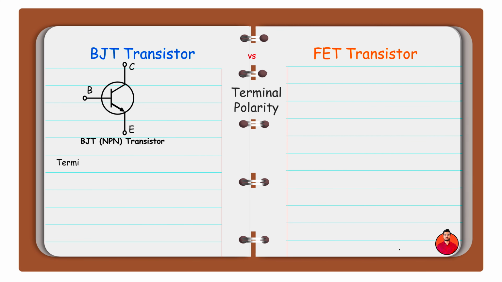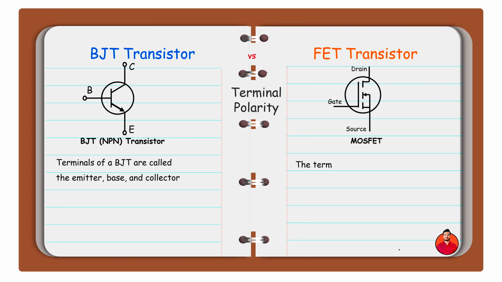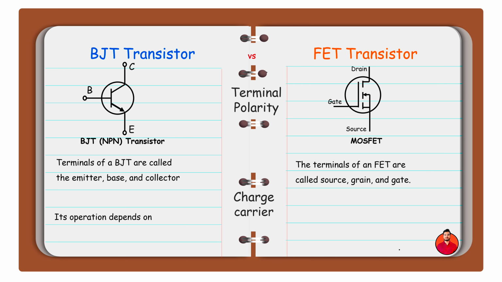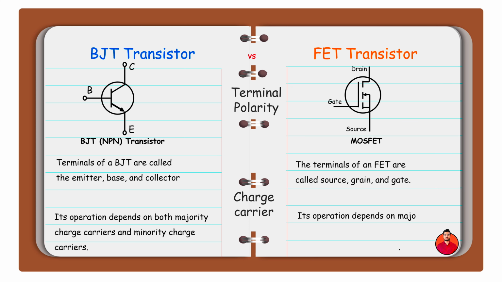The terminals of a BJT are called the emitter, base, and collector. The terminals of an FET are called source, drain, and gate. BJT's operation depends on both majority charge carriers and minority charge carriers. FET's operation depends on majority charge carriers, which may be holes or electrons.